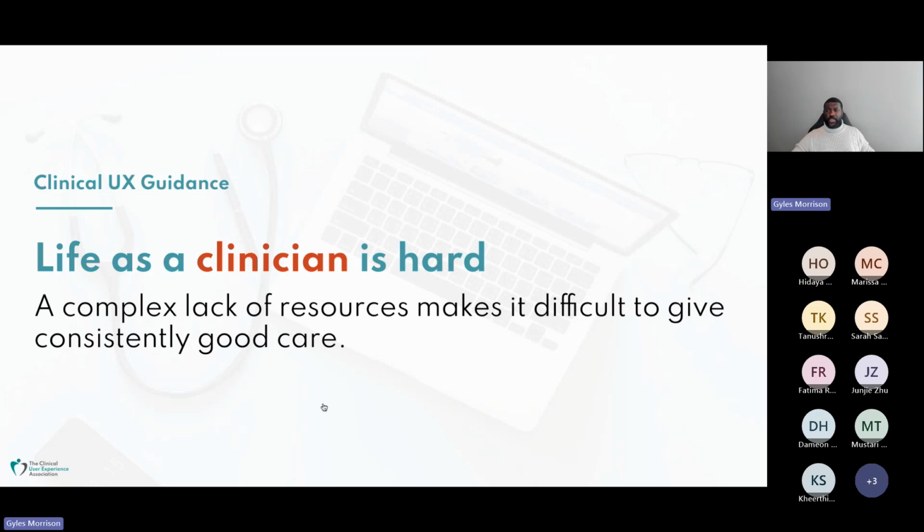So, life as a clinician is hard. For those who are medical students, you have some insight into that. But when you actually work as a clinician, that is when you really understand what it means. There's a complex lack of resources that makes it difficult to give consistently good care. This is the truth. This is a worldwide phenomenon. Even in some of the best hospitals in the world, they will still have problems sometimes when they don't have access to the right personnel, people, resources.